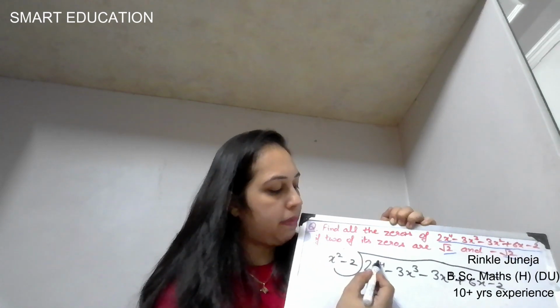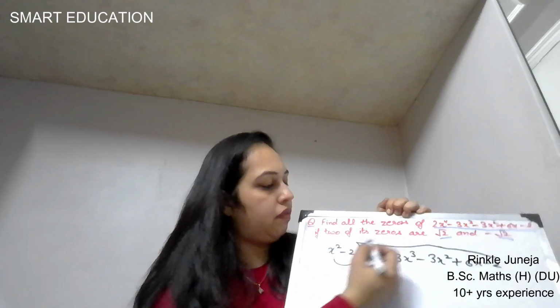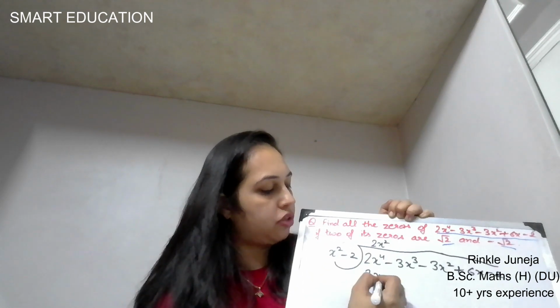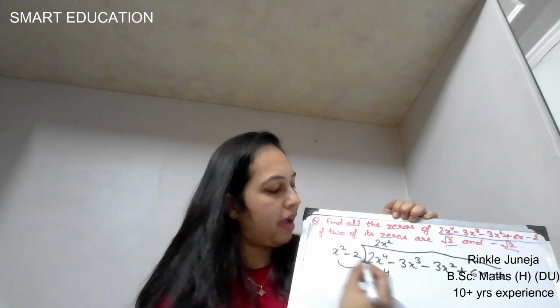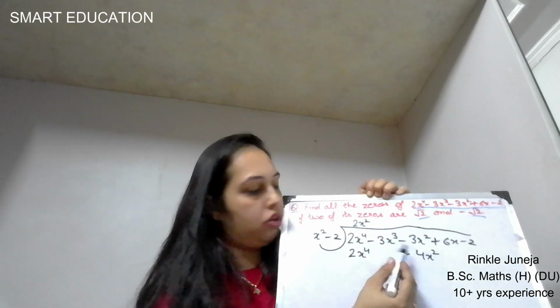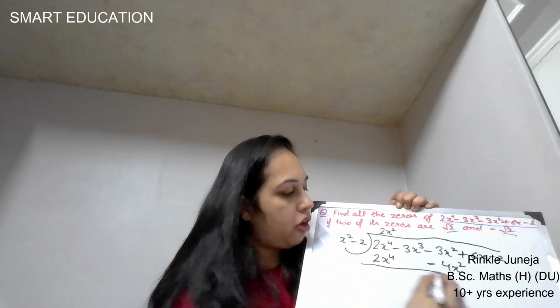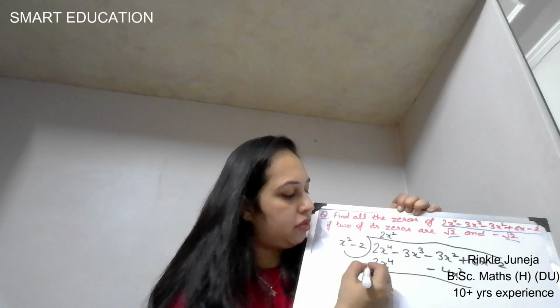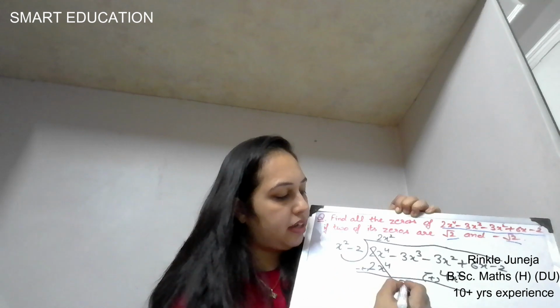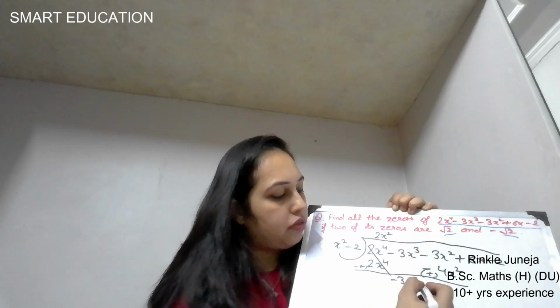Now for 2x to the power of 4, we need to multiply x square with 2x square. So 2x square into x square will give you 2x to the power of 4. 2x square into minus 2 will give you minus 4x square. So we'll write down 4x square below x square, not below x cube. Now we'll subtract. So this will become minus, this will become plus. It gets cancelled. We are left with minus 3x to the power of 3, plus 4x square, plus 6x and minus 2.